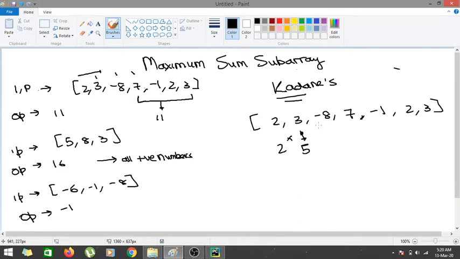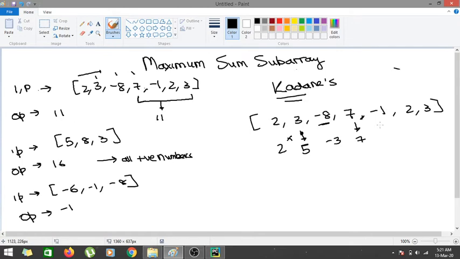Now for this particular value, that is minus 8. As you know, if I consider minus 8 only, it is a lesser value than 5 minus 8, that is minus 3. So minus 3 would be the output here. And for this particular 7, I would be considering 7 minus 3 or 7. Since 7 minus 3 gives me 4, which is less than 7, I would be considering 7 directly.